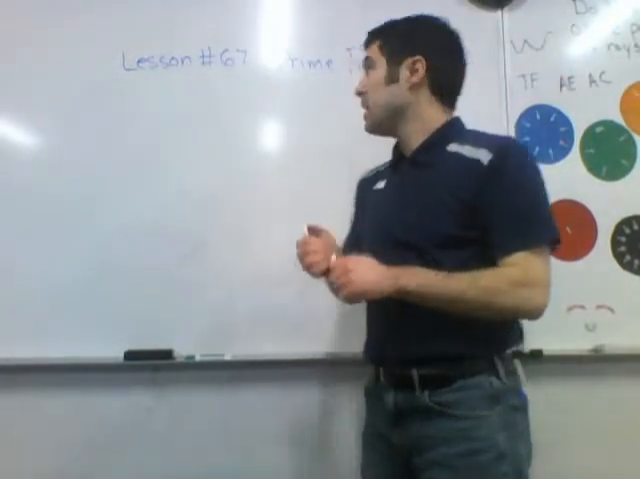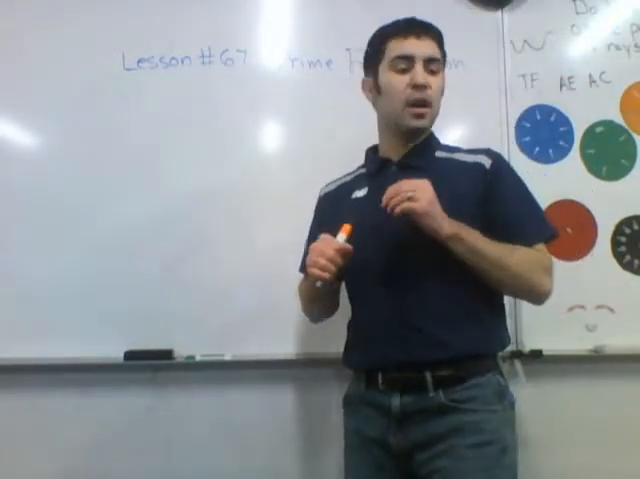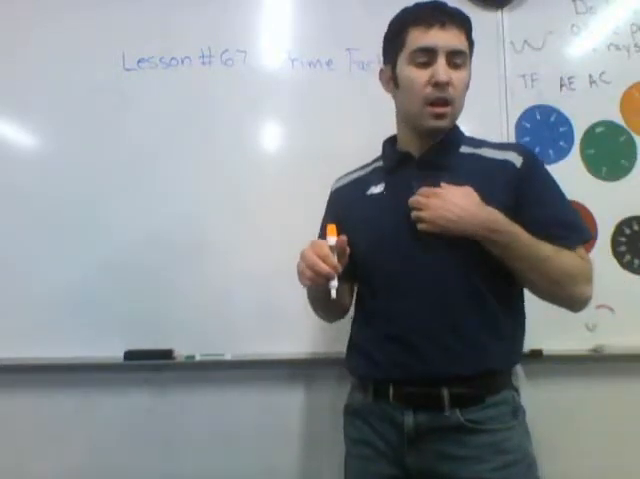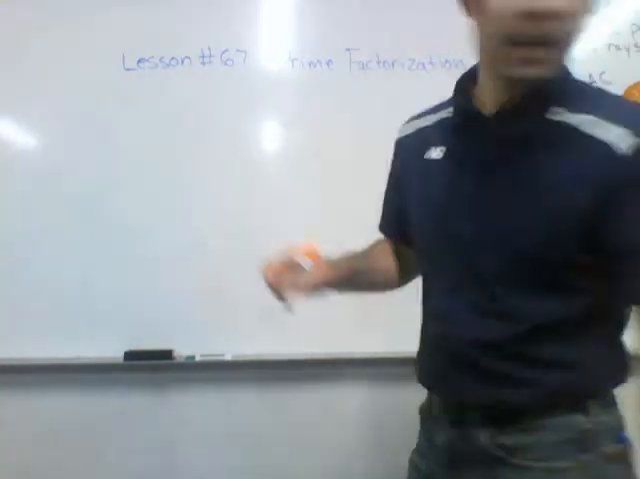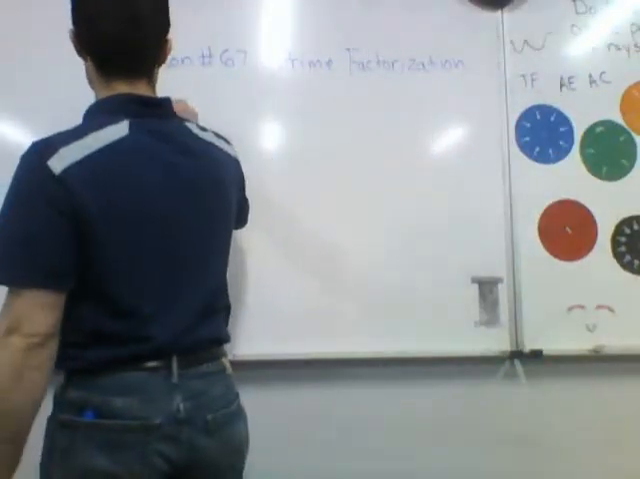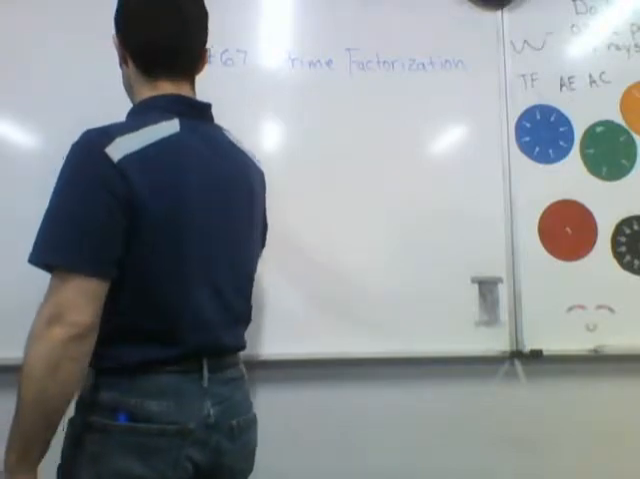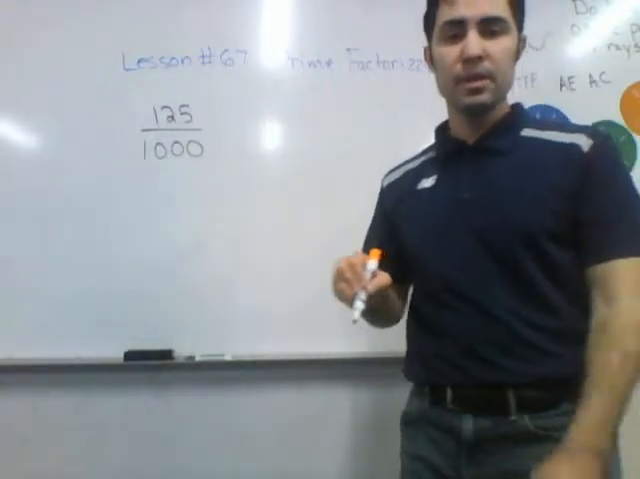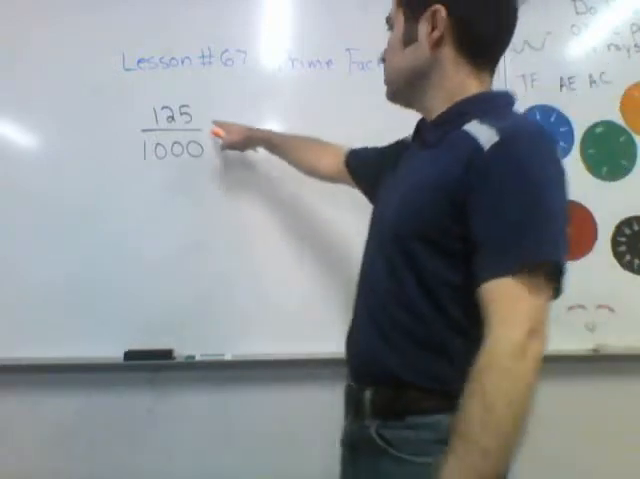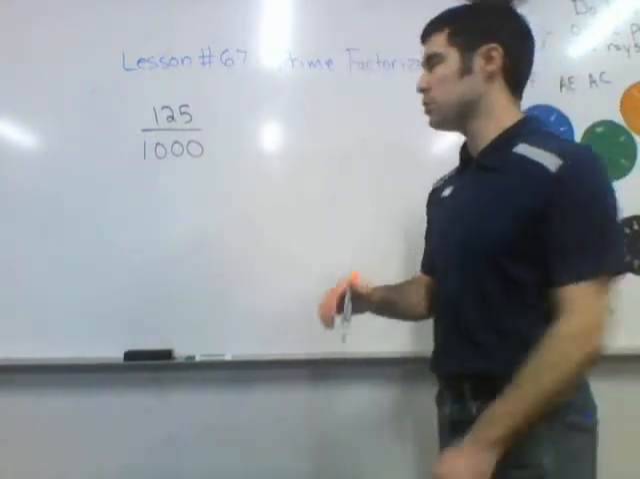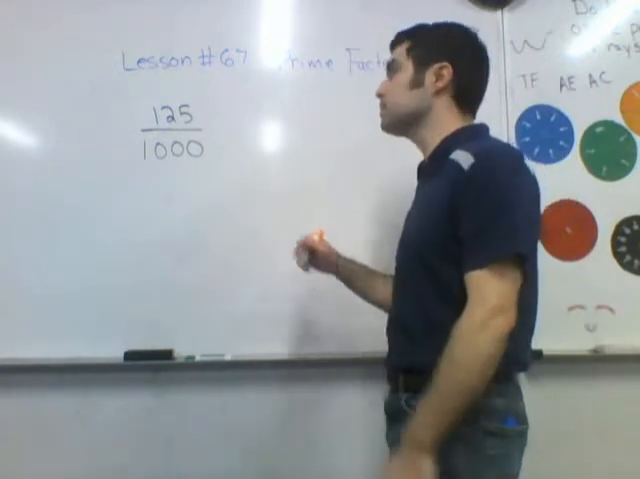All right, we're going to go ahead and do prime factorization to help reduce fractions, lesson 67. So if you have a problem like 125 over 1,000, you can actually do prime factorization for both of these, and that will help you reduce a fraction. Let me show you how. The best way to understand sometimes is by being shown.